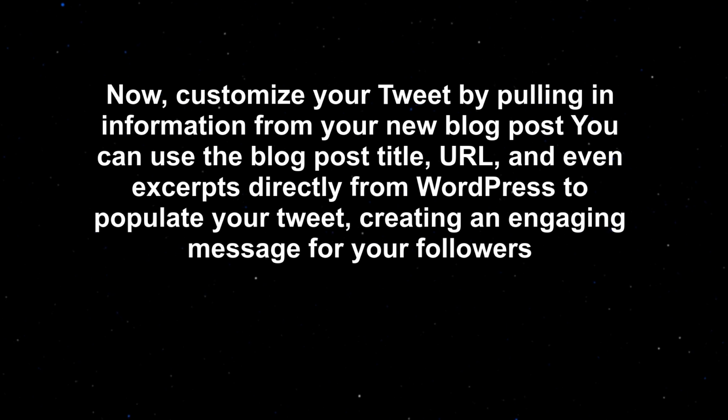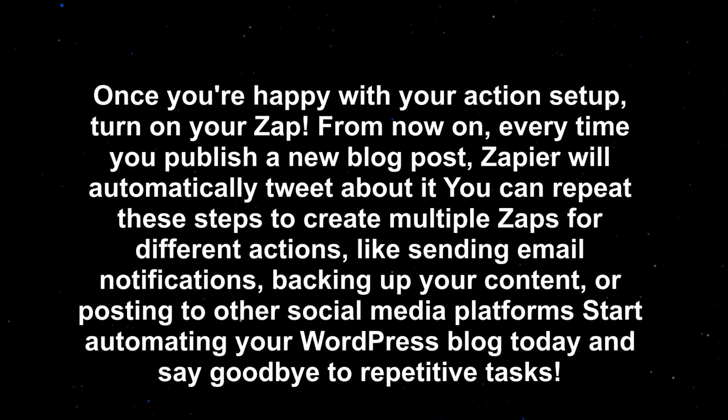Now, customize your tweet by pulling in information from your new blog post. You can use the blog post title, URL, and even excerpts directly from WordPress to populate your tweet, creating an engaging message for your followers. Once you're happy with your action setup, turn on your Zap. From now on, every time you publish a new blog post, Zapier will automatically tweet about it.